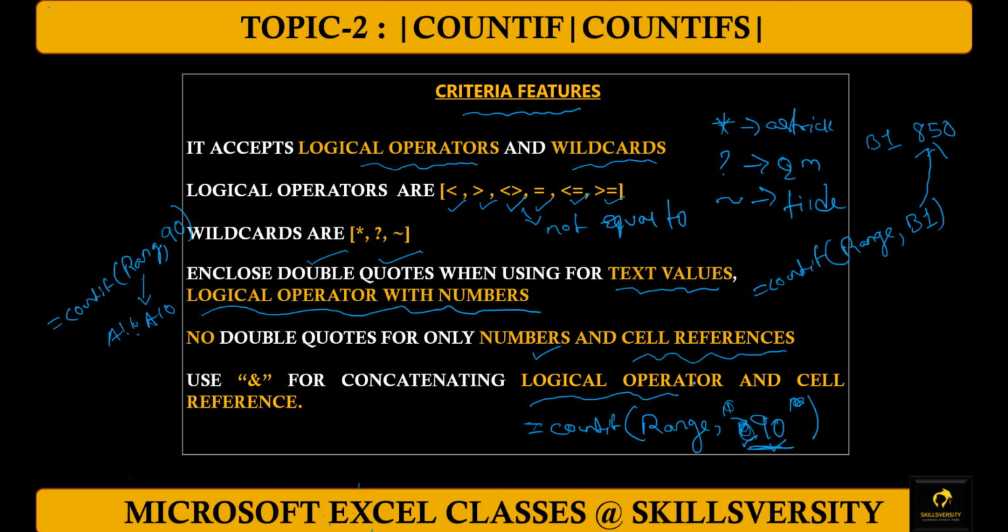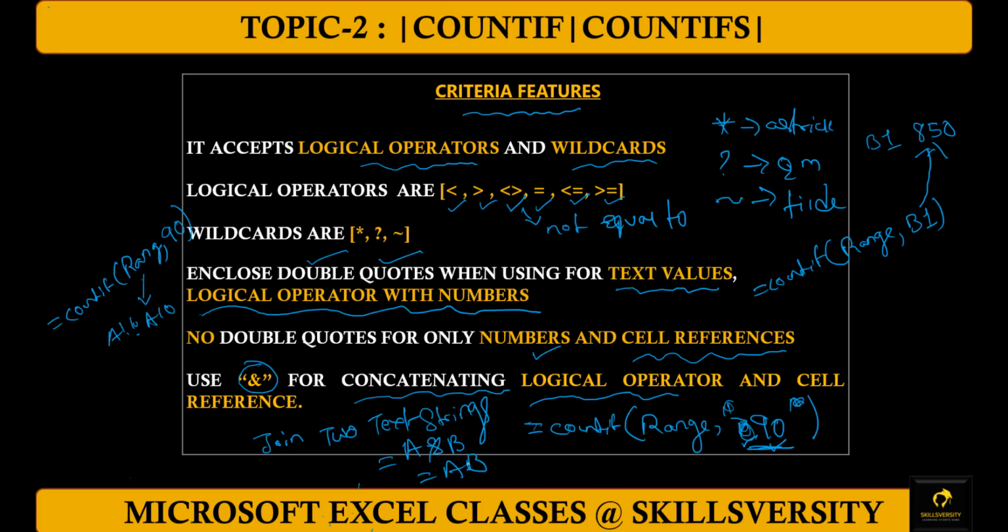So when you're using logical operator and cell reference, then you must use ampersand, right? Ampersand is for concatenating. In Excel, there is a concept called concatenation. It means nothing but to join. For example, if you want to join two text strings, then you use ampersand. Like for example, you want to concatenate A and B. Suppose if you give A ampersand B, the result will be AB, right?